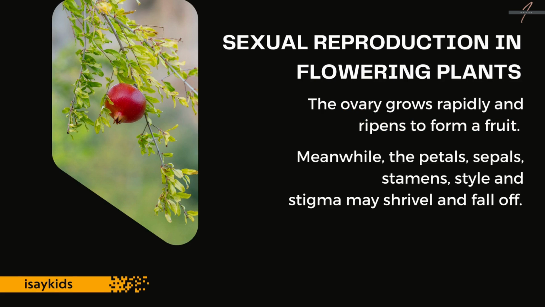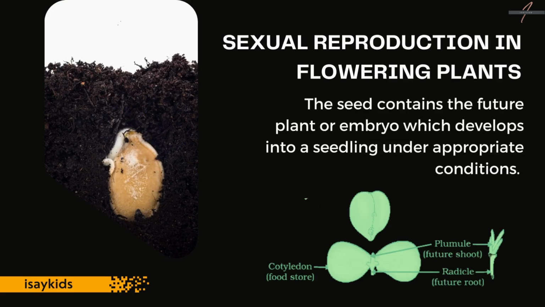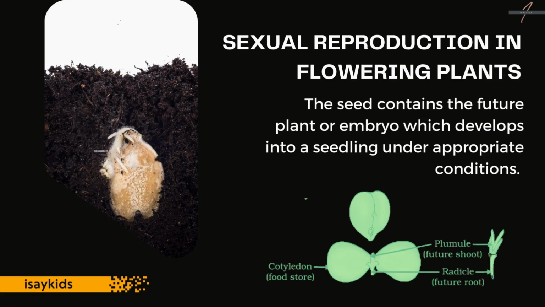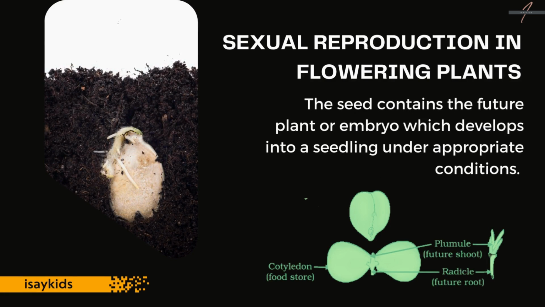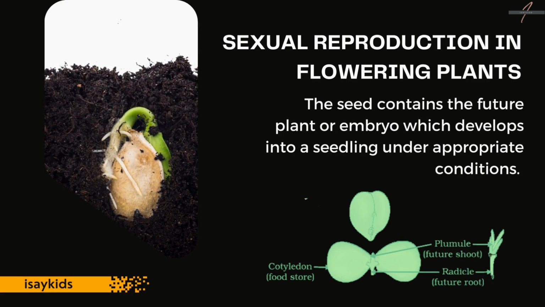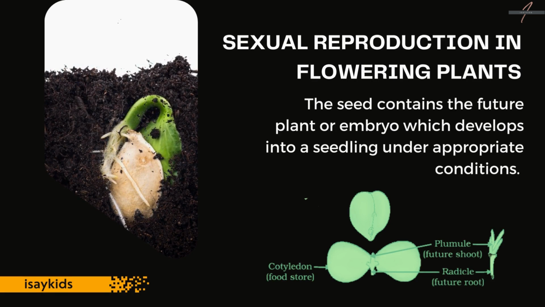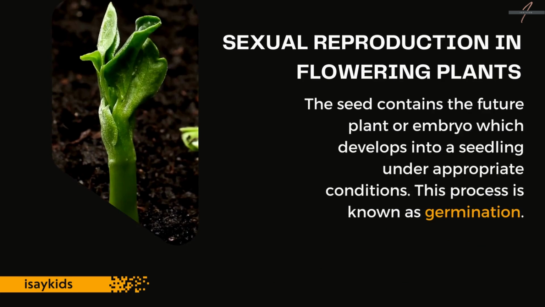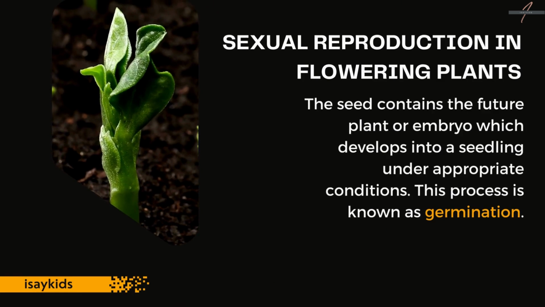Meanwhile, the petals, sepals, stamens, style, and stigma may shrivel and fall off. The seed contains the future plant or embryo, which develops into a seedling under appropriate conditions. This process is known as germination.